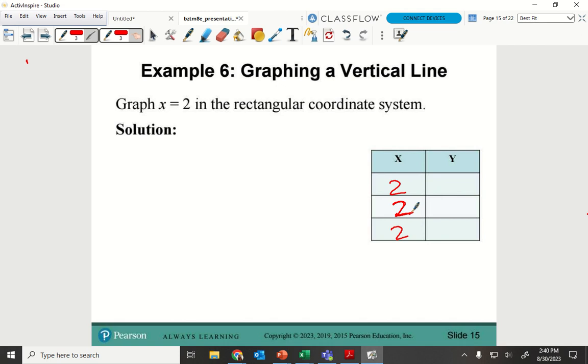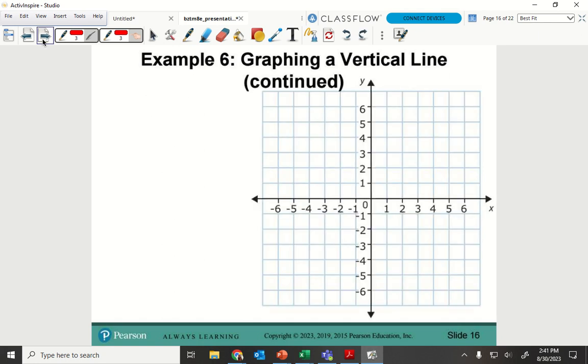Okay, so now, y. Okay, it doesn't matter. 0, -1, or we could even go very negative, just like my x. All right, let's go ahead and graph those. So x is always 2. So x is 2. So does it matter? So no matter what the y is, the x value is always 2.